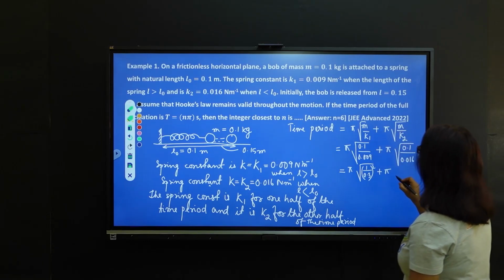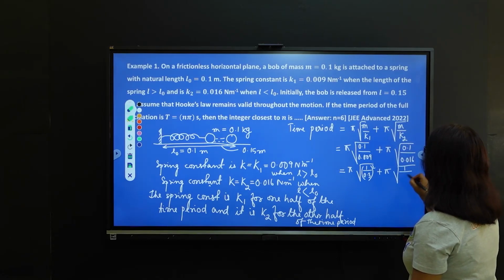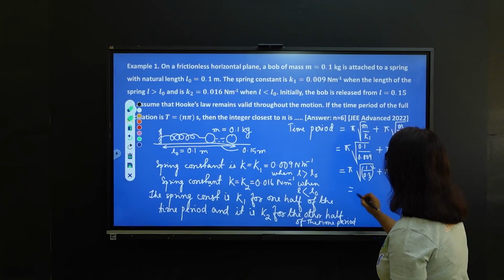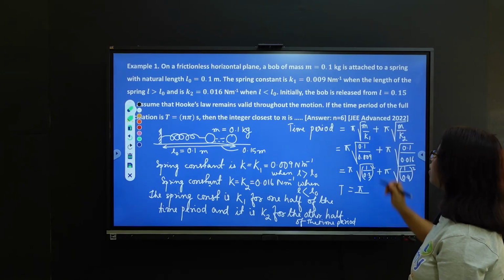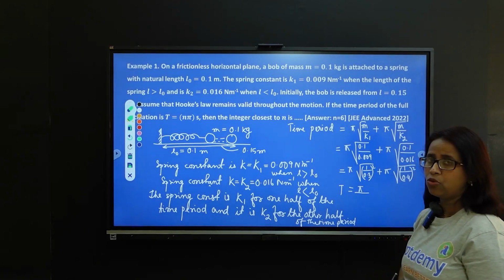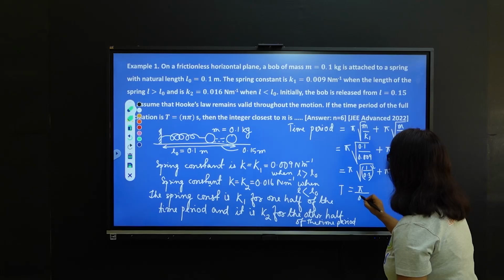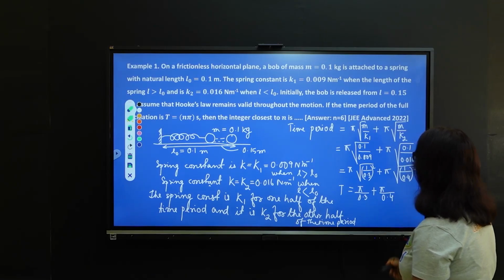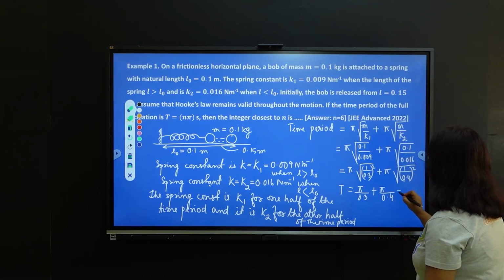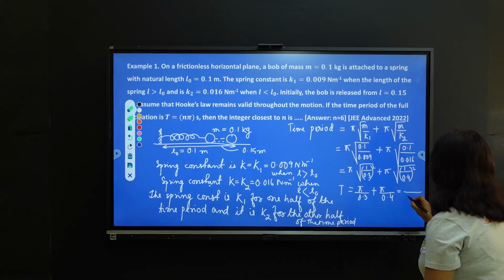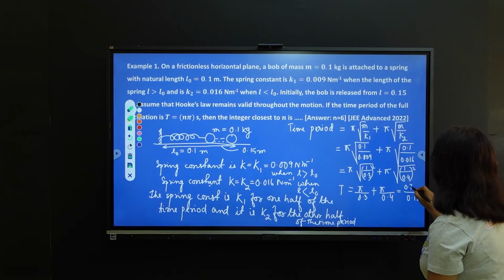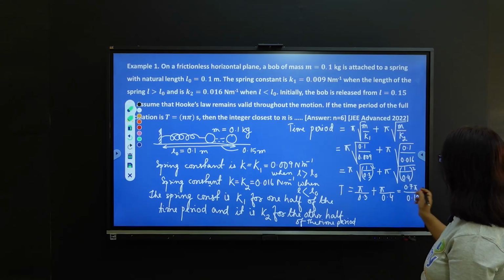And for the second part, it is actually 1 by 0.4 whole square. So at the end we have t equal to pi by the square root of 2, where the square root and the 2 get cancelled out. We are left with 0.3 in the denominator, and for the second term we have 0.4 in the denominator. So this gives us a total, if we take the LCM, 0.12, and on the numerator we have 0.7 times pi. So this is the time period.